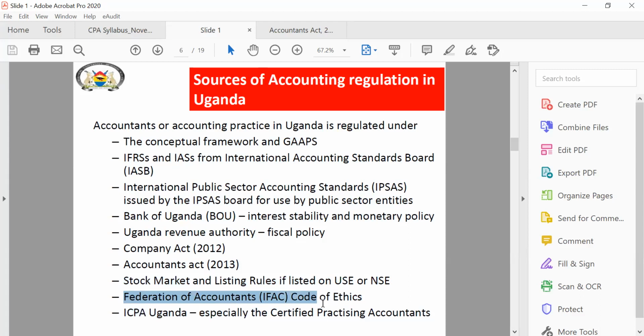At least we have seen the IFAC. We've also seen the Code of Ethics. ISPAO as a body also regulates us. The Uganda Revenue Authority, very obvious.